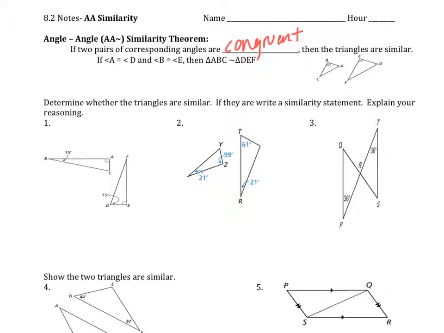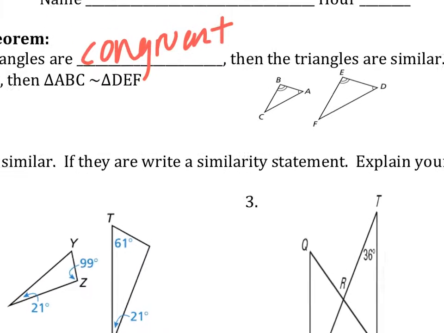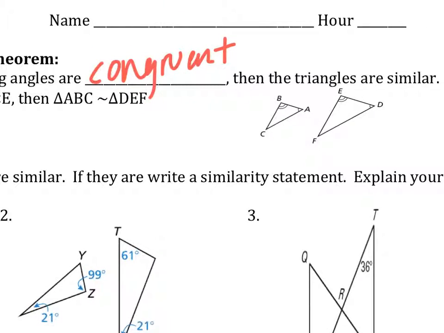So in this picture, A is congruent to D and B is congruent to E. So that is enough information to say that those two triangles, ABC, is similar to DEF.